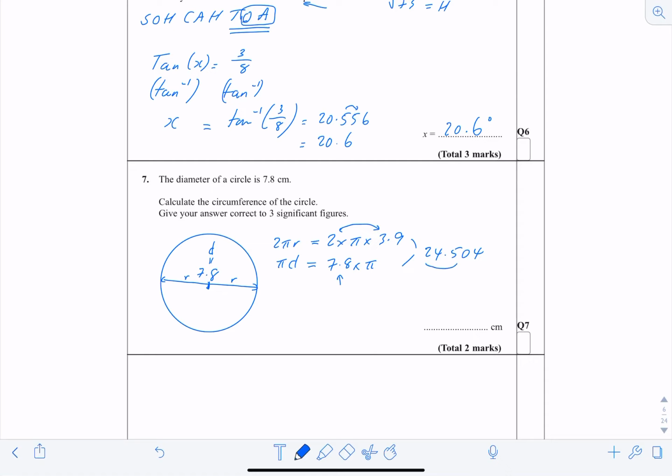I look at my first 3 significant figures. I look at the next one. It's a 0, so it's going to round down to 24.5 centimeters.